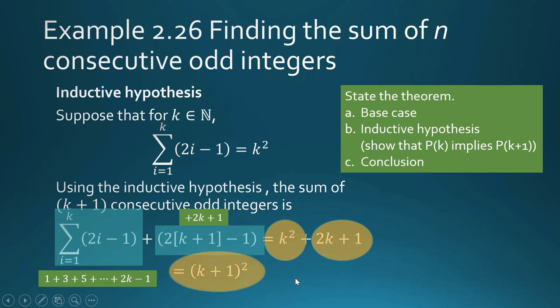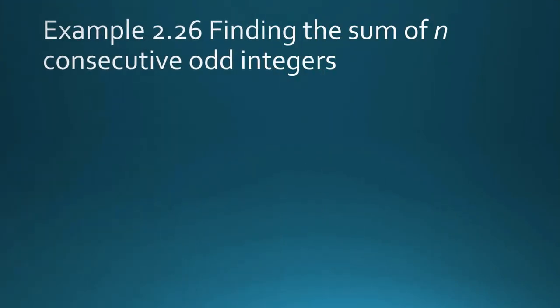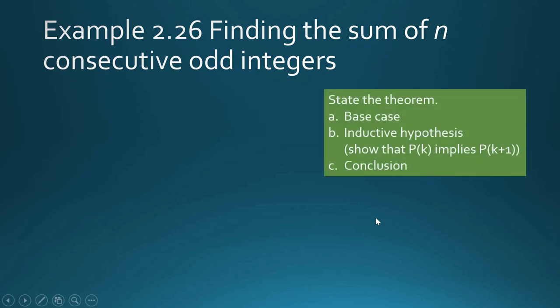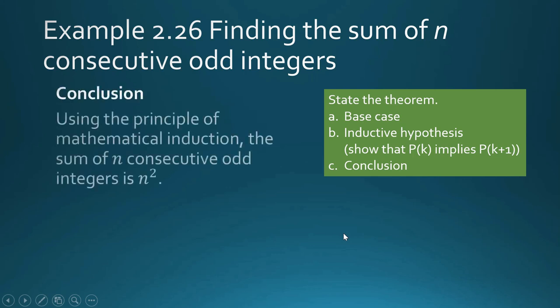And so that's it. We have shown that the proposition is also true for the next integer after k. And the next integer after k is k plus 1. Look at this. The summation of the k plus 1 consecutive odd integers is equal to the square of k plus 1. And so, by the principle of mathematical induction, you are now prepared to make the conclusion. You are now at the third part, the last part, make the conclusion. Using the principle of mathematical induction, the sum of n consecutive odd integers is n squared.